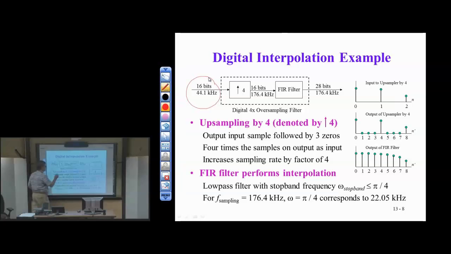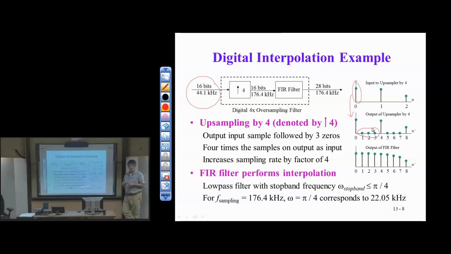If I upsample by 4, it means that for every input value, I copy the input value to the output and I append 3 zeros. So what does that look like? Here's my input to the upsampler. For every input, I copy it to the output and then insert L minus 1 zeros, 3 zeros. Go ahead. For every one sample, you actually have 4 samples.